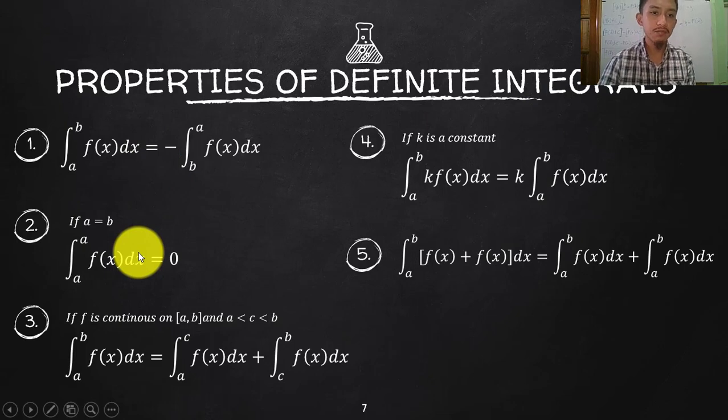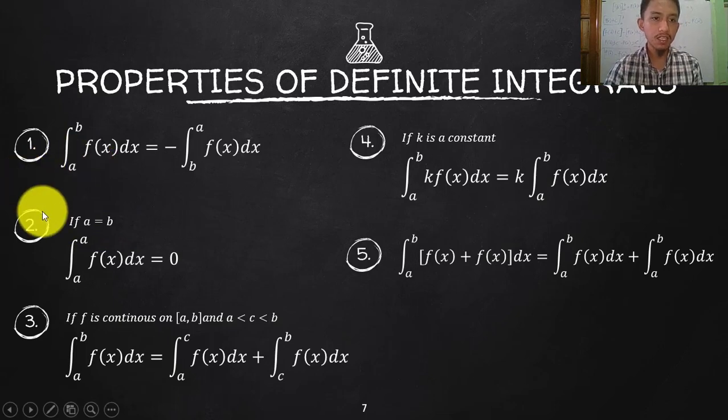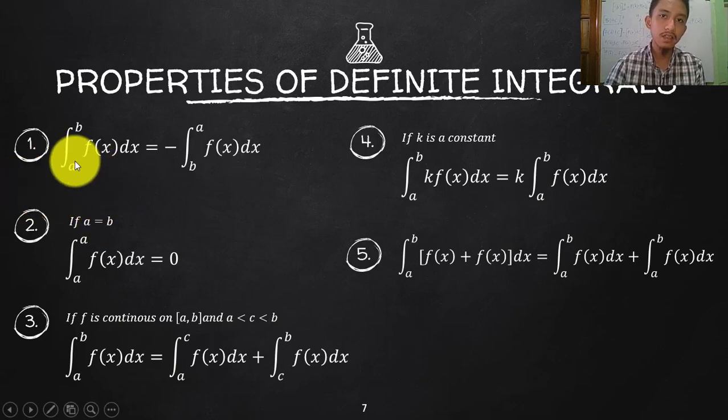So here is the second property. If a equals b, if your upper limit and lower limit are equal, actually you are dealing with identical values of x.